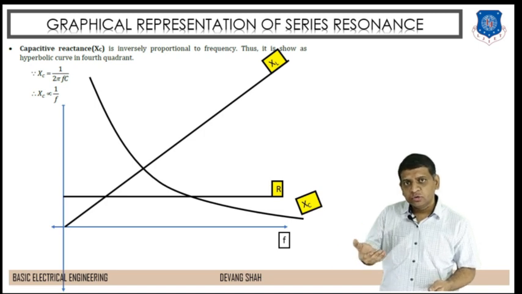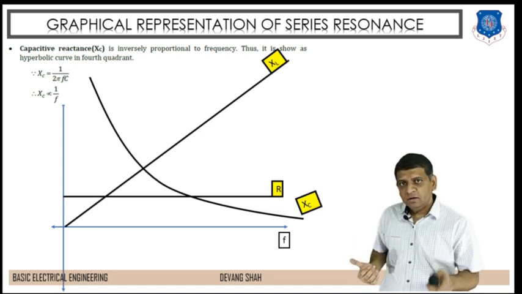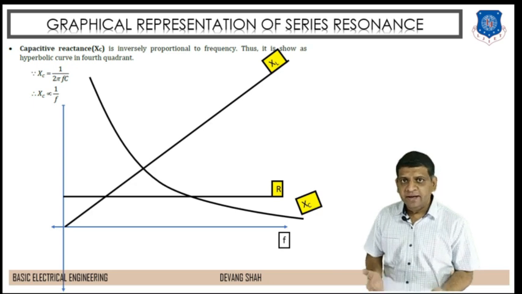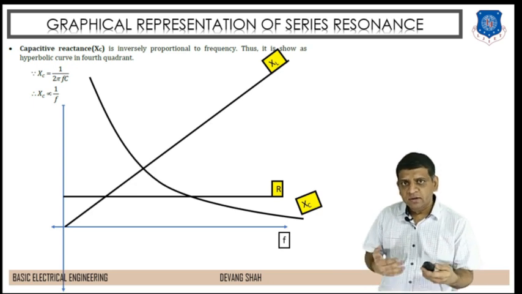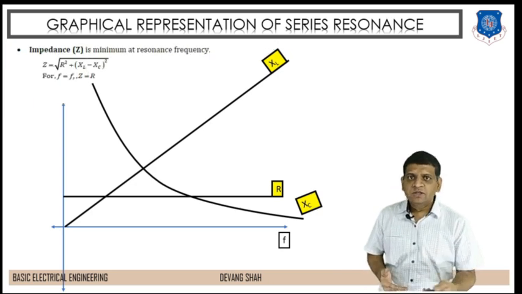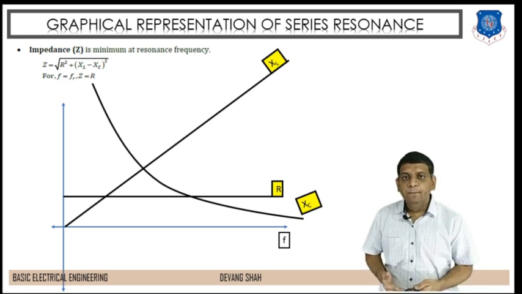And this you can also consider in the fourth quadrant, where you can put it as a minus Xc, right? Since this is the first quadrant, we have taken it as Xc. Now the next parameter we define is the impedance Z.